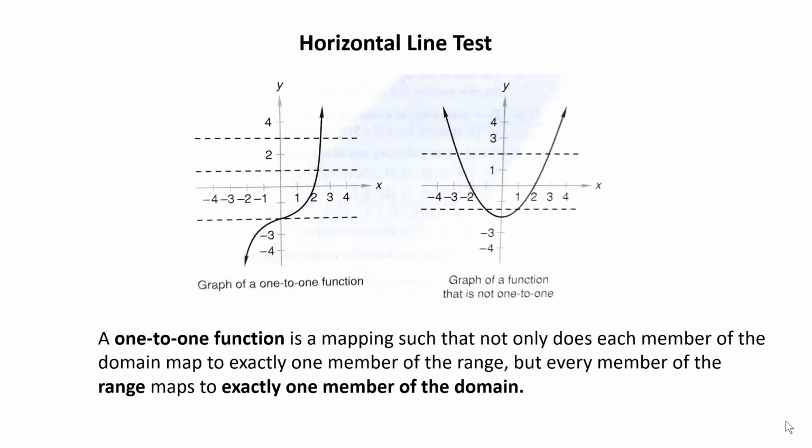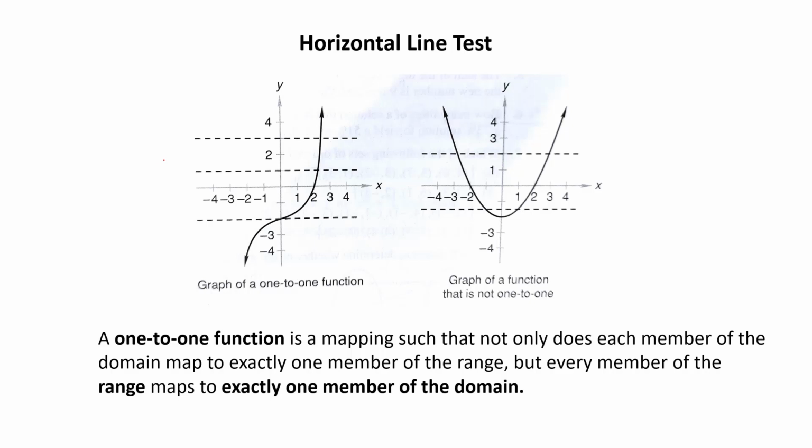The horizontal line test is for trying to find out if a function is what's called a one-to-one function. A one-to-one function is a mapping such that not only does each member of the domain map to exactly one member of the range, but every member of the range maps to exactly one member of the domain. Okay, so what that means is that not only is it true that for every x there's one y, but it's true that for every y there's exactly one x.